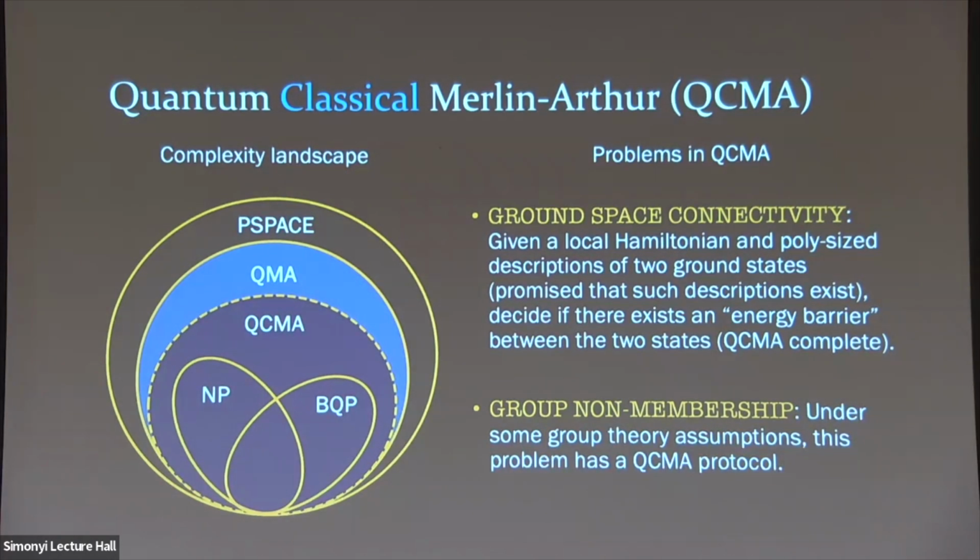So an example of a problem is ground state connectivity. Here you're given a description of a local Hamiltonian, which, again, as Avi was saying, is some succinct description of a 2 to the n by 2 to the n matrix. But instead of deciding whether there exists a ground state with low energy, or the minimum eigenvalue is small, you're given two polynomial size descriptions of ground states. Okay, you're promised that these exist. By polynomial size, I mean you're given two quantum circuits that, if you ran them on the all zero state, would generate the corresponding ground state.